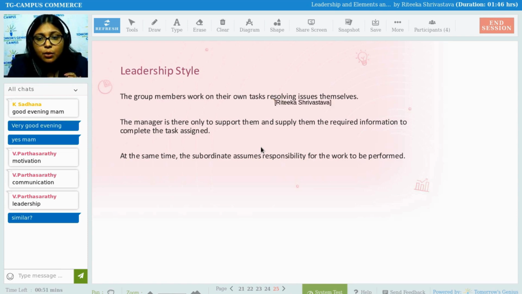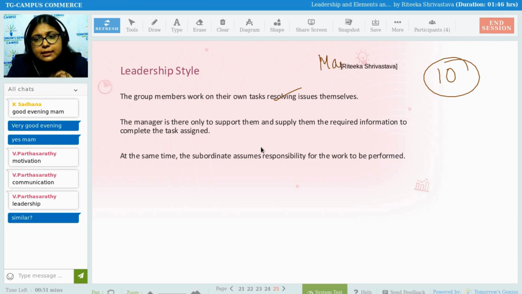Group members work on their own task, resolving issues themselves. All the team members are going to work by themselves and resolve all the conflicts, issues, whatever it is. Everything will be done within the group, within those subordinates. So if there is a team of 10 people, these 10 people will be looking after everything.